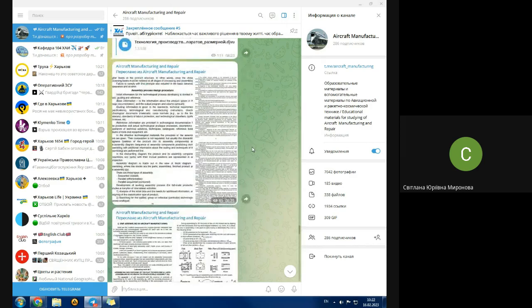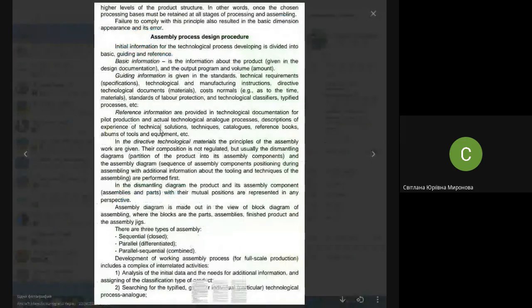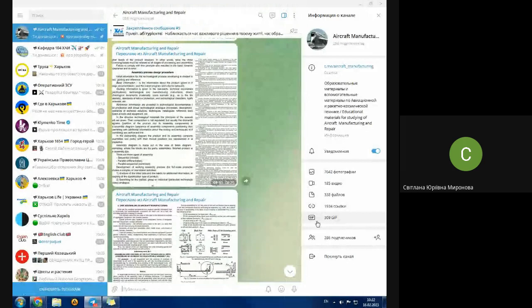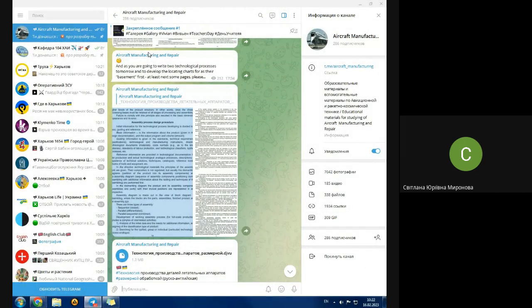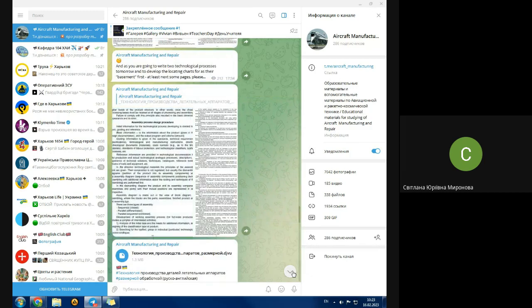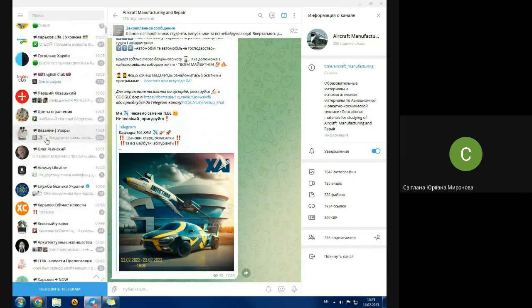Now, let's continue. That is the place where you are supposed to read the explanation of what we understand as technological process and some elementary explanation of how to write the technological process. Pay attention here. Text of technological process of large-scale production and so on. Those you are supposed to read. It's out of your laboratory manual. Laboratory manual is here, you see.